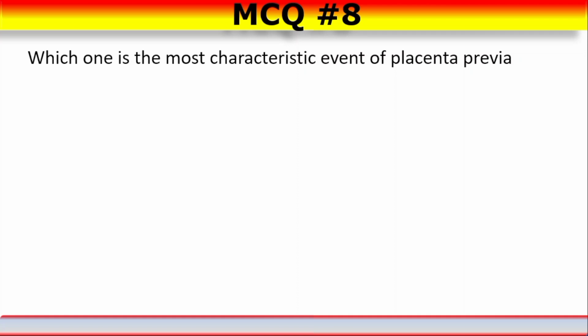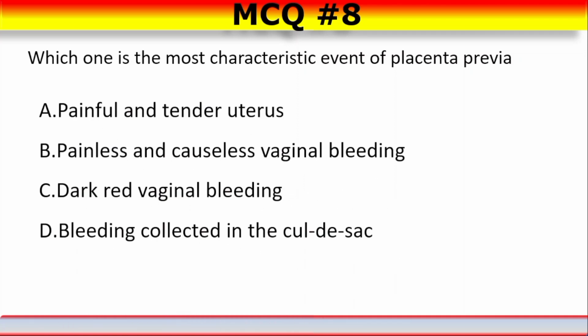Question number 8. Which one is the most characteristic event of placenta previa? A. Painful and tender uterus. B. Painless and causeless vaginal bleeding. C. Dark red vaginal bleeding. D. Bleeding collected in the cul-de-sac.